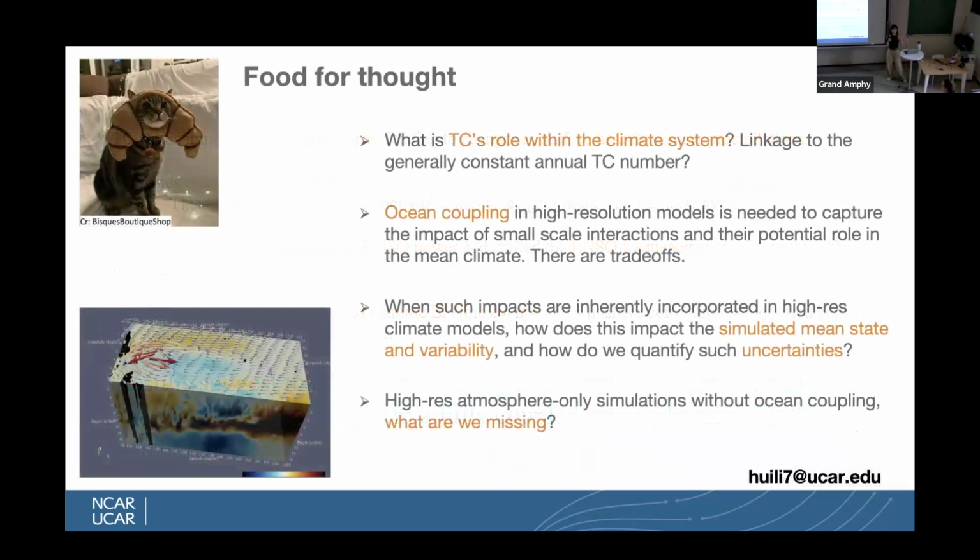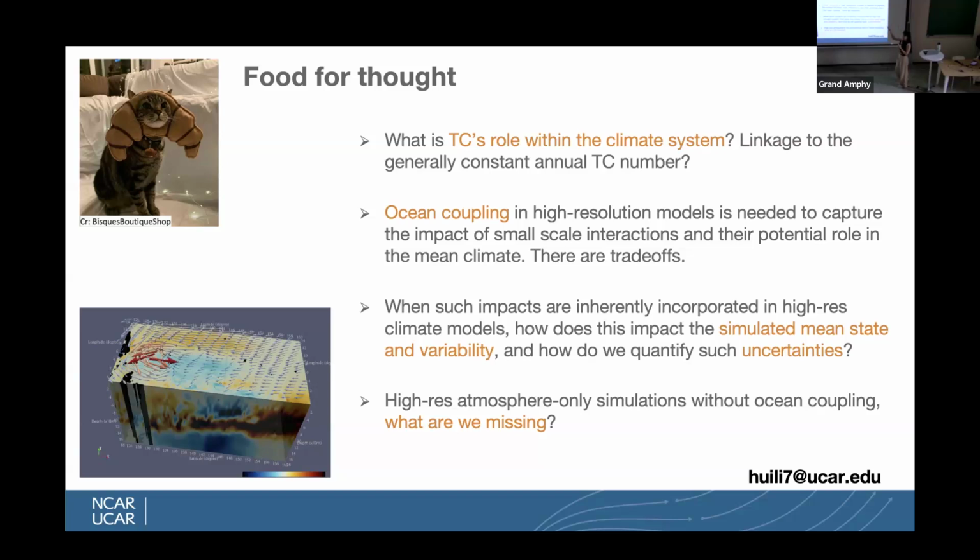Yes, and I just want to leave some food for thought. So I've been thinking about the role of tropical cyclones within the climate system. Is it linked to the generally constant annual TC frequency? This is one question that we've been asking for years. Secondly, the ocean coupling, as we see, is needed to capture small scale features in the coupled system, especially TC-ocean interactions.